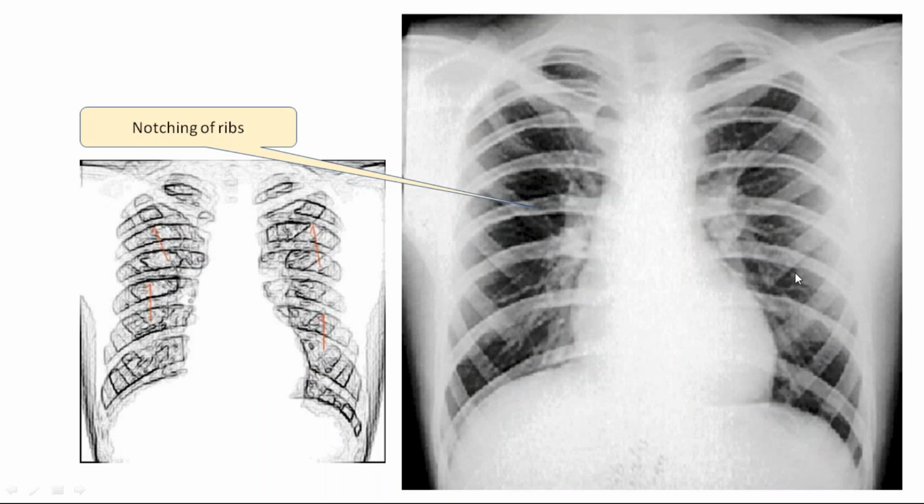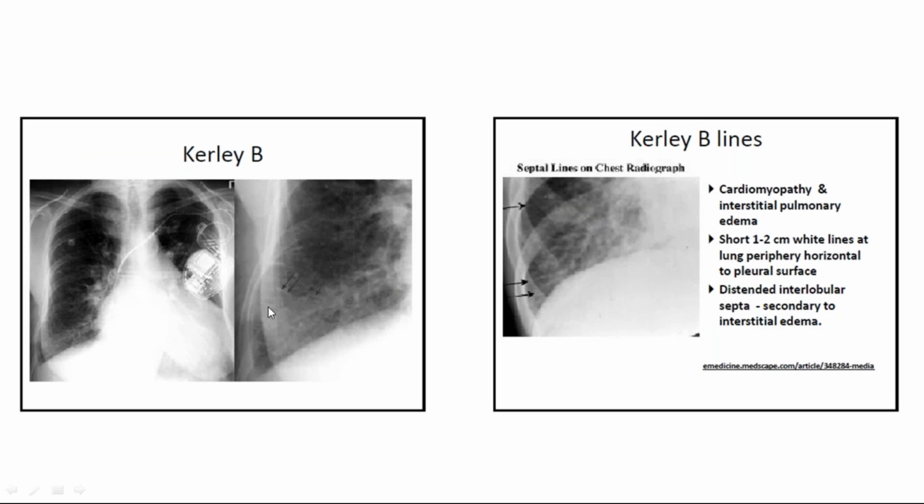This is notching of the ribs. Actually, it happens in coarctation. If you see closely, only then you can see that the ribs are not clear. This is because of the collaterals. Very difficult to make out. Just observe the rib margins here. Coarctation of aorta.